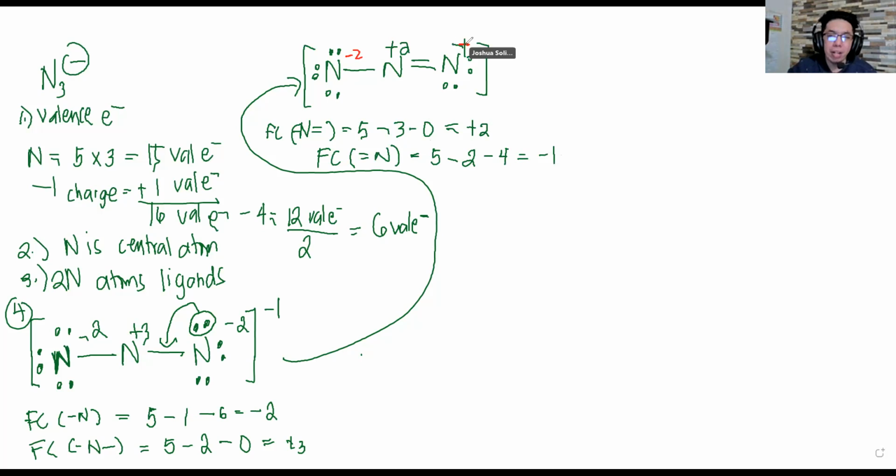What will be the total? Negative 1 pa rin po. It will always be -1, as long as you have the right number of valence electrons. Correct. And then this time, we still need another double bond. At least, di ba, what our target is, majority of your atoms, the formal charge will be 0. So far, we're not achieving 0, right?